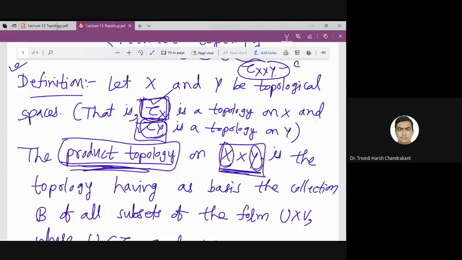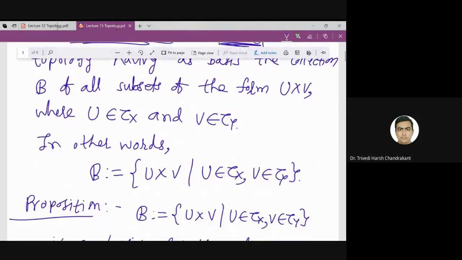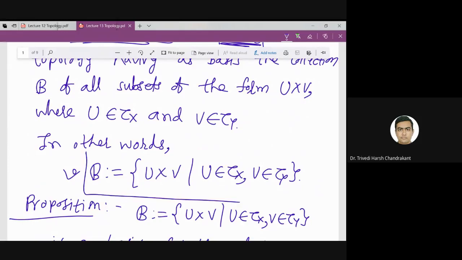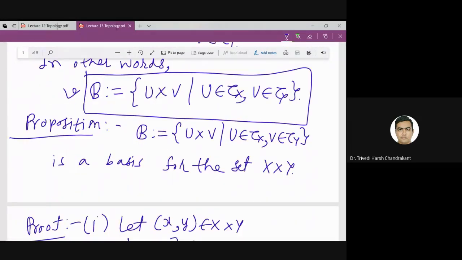So what is this? That is a question. This topology is defined here in this definition. What is this topology? This topology is tau B. And what is this B? That B is exactly this set. Every B gives tau B. So that B we have defined here is the basis for the product topology. So I have defined B. Is it clear? This B is a subset of the power set of X cross Y.